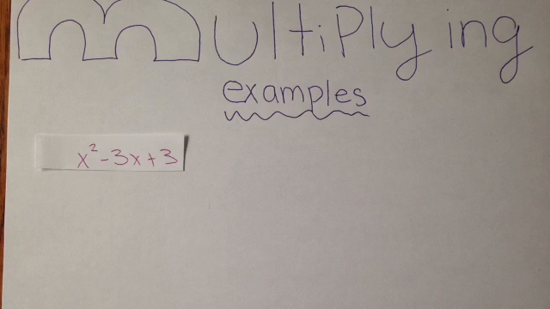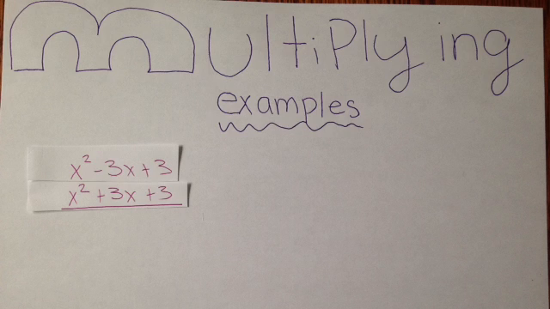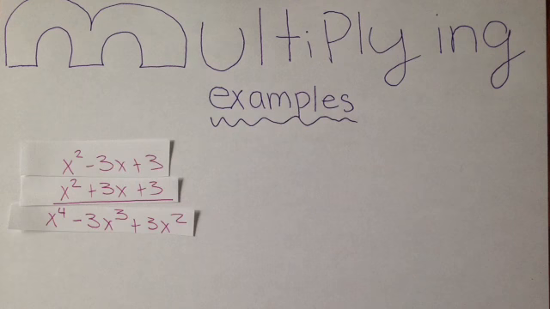Multiplying polynomials examples. So let's say we're multiplying x squared minus 3x plus 3 times x squared plus 3x plus 3. Your first step would be to take x squared times x squared and get x to the fourth, and then you take the x squared times the negative 3x to get a negative 3x cubed. Then you take that x squared multiplied by the positive 3 and get a positive 3x squared.